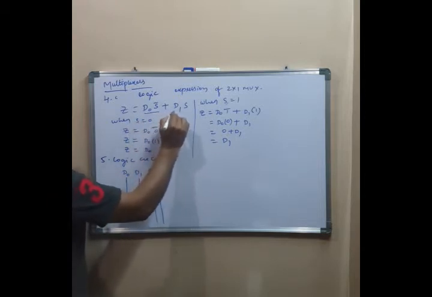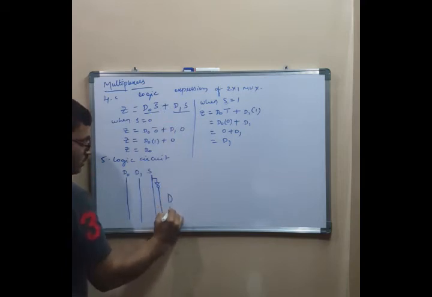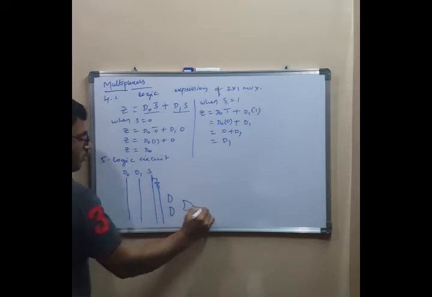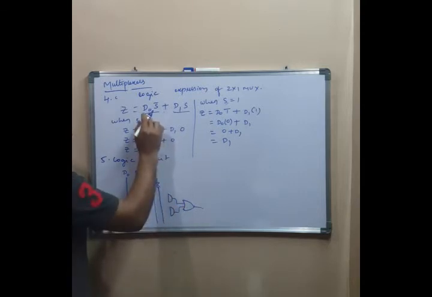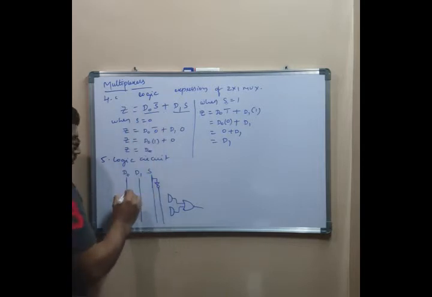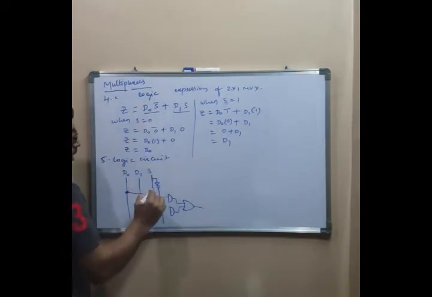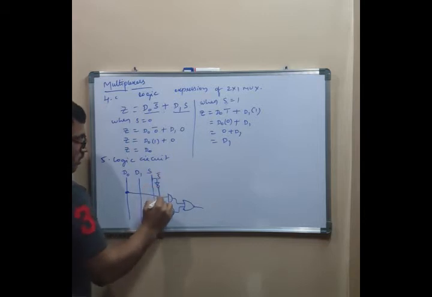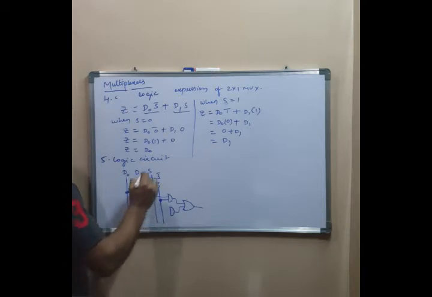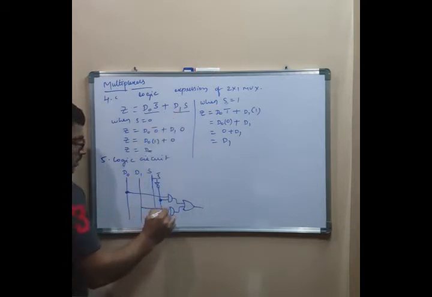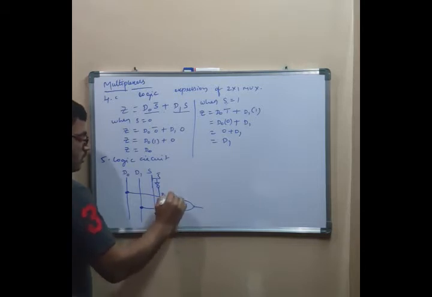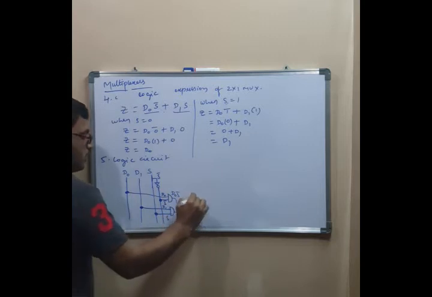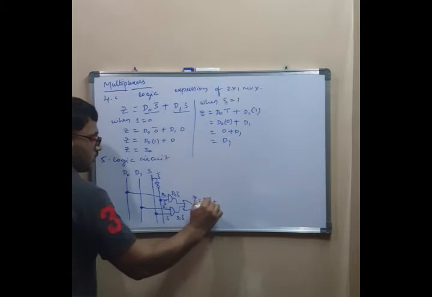So look at the expression: AND gate, AND gate, and finally OR gate. So I am taking two AND gates and one OR gate. The outputs of these two AND gates are connected to the OR gate. The inputs of the first AND gate are D0 and S bar. The second AND gate inputs are D1 and S. Finally, Z is equal to D0 S bar plus D1 S.